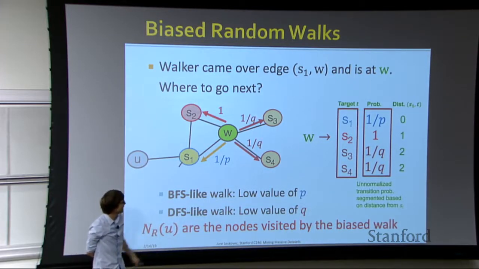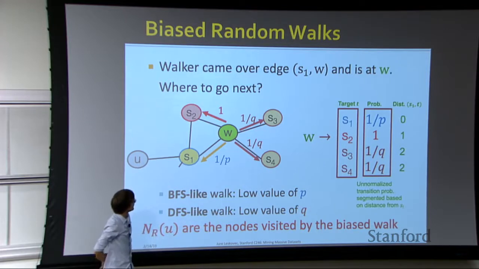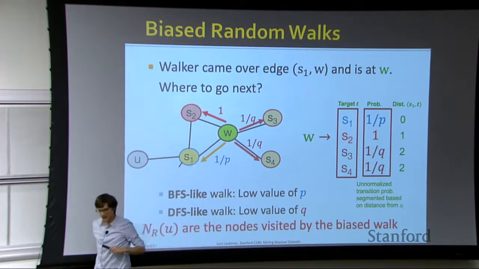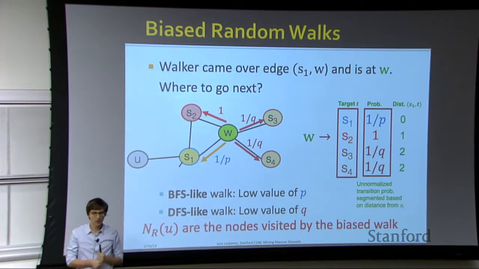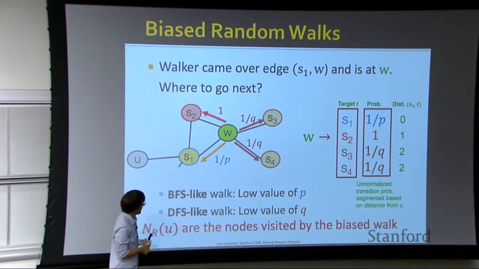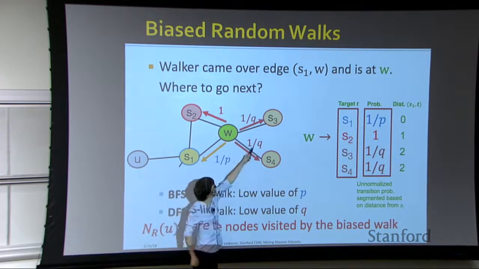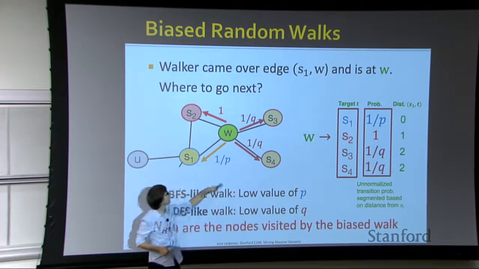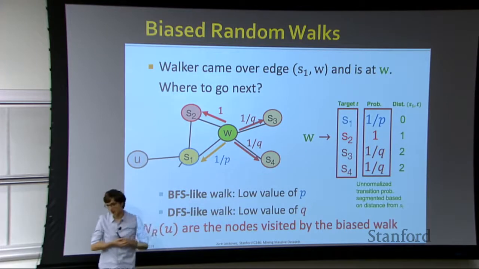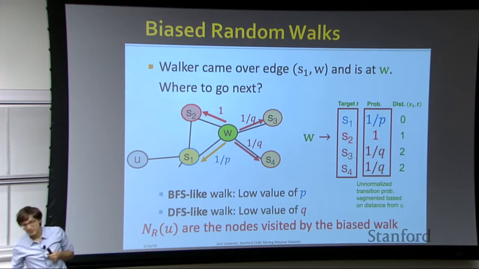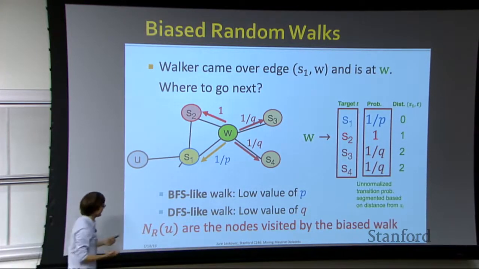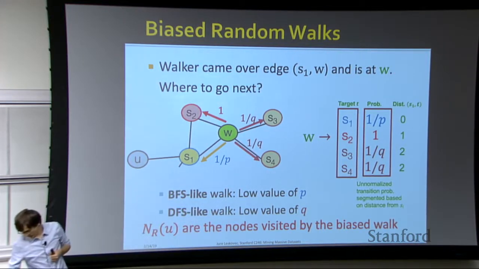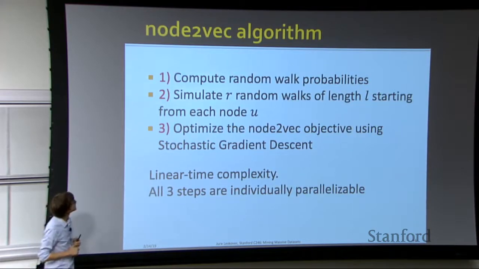If the value of p is low, then we will always make kind of a step back. So we will be doing more like a breadth first search. We make a step and go back, and we make a step and go back. If I make q low, then these weights will be large, and this means that I will want to escape node V as quickly as possible. So I will be doing more like a depth first search. And for different values of p and q, I will get a different kind of view of the network.